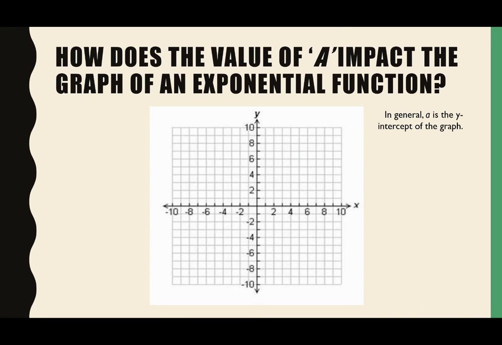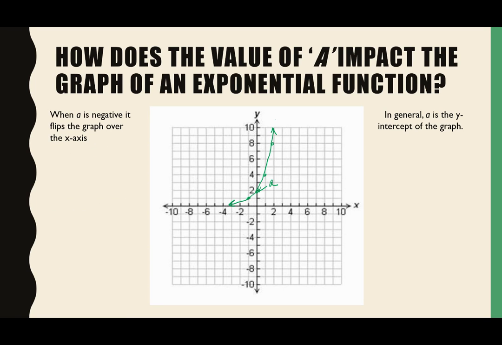So let's summarize that. How does the value of a impact the graph of an exponential function? So in general, it is your y-intercept. It is where your graph is intersecting the y-axis on the coordinate plane. And I'm not sure why it keeps doing that little weird. Okay. So here is your a, where it crosses the y-axis, okay?